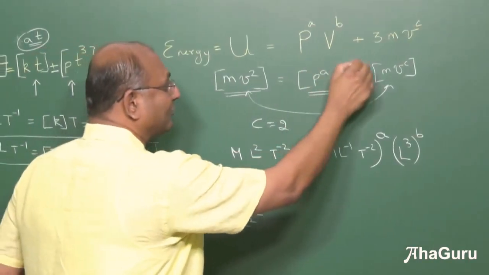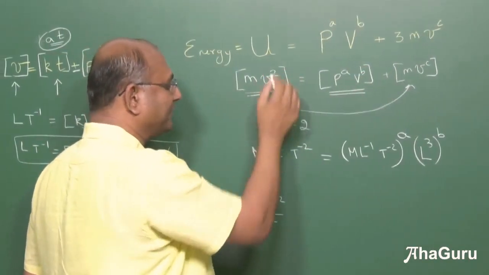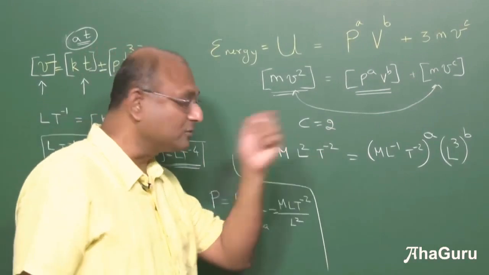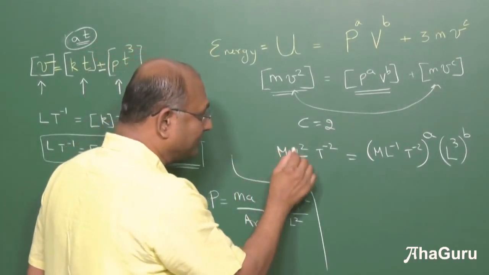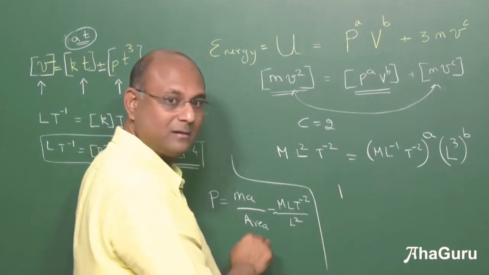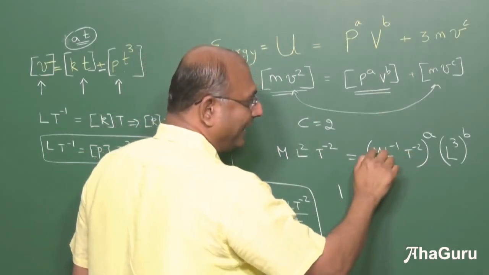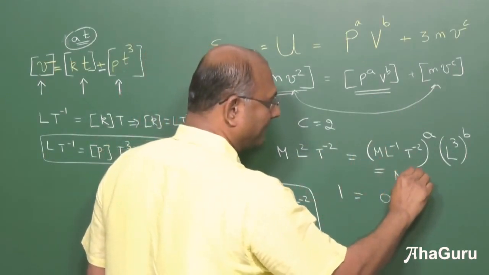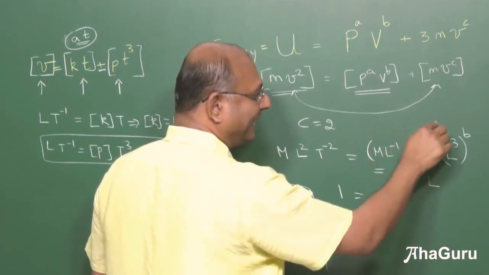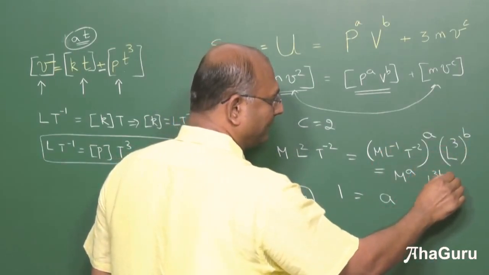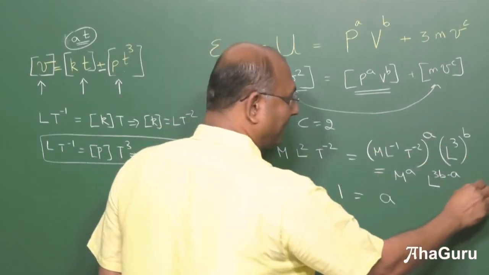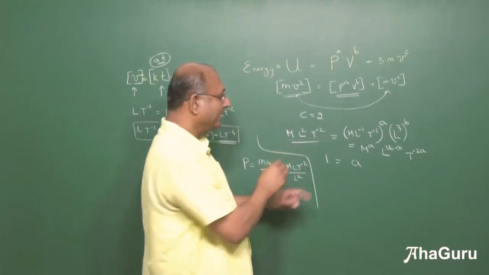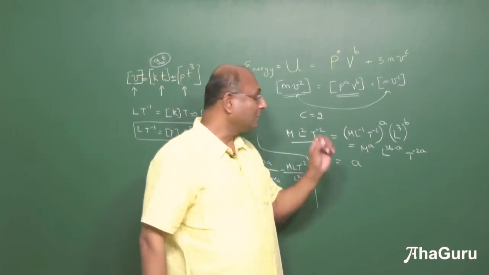I have written that the dimensions of P power A, V power B and the dimensions of m v square must be the same. Now this turns out to be very useful because we can use this to solve. For example, how many M's do you have here? 1. How many M's do you have here? M power A. L power minus A plus 3B, so it is 3B minus A. T power minus 2A.